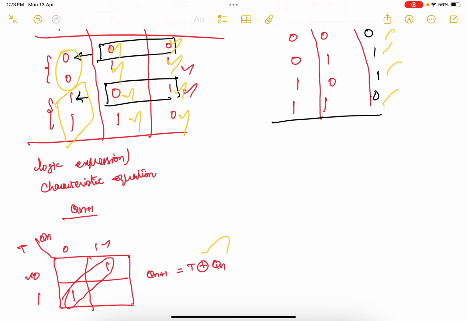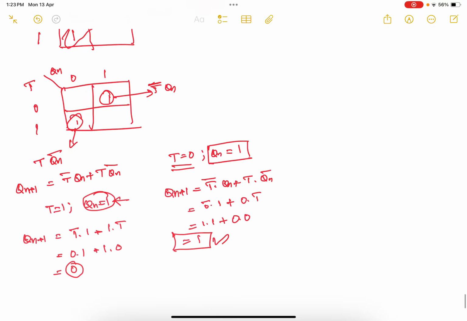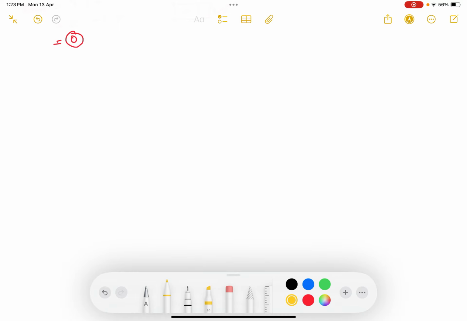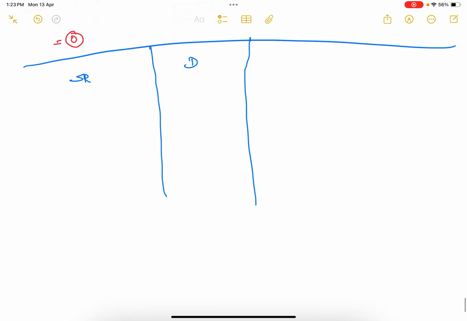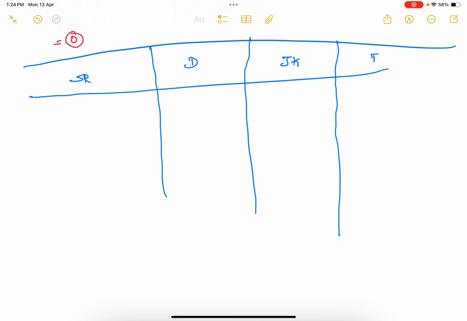Now we have come to the final stage. In the last 4 lectures, we have started with 4 different types of flip-flop: SR, then D, then JK, then T. So these 4 flip-flops we have seen.